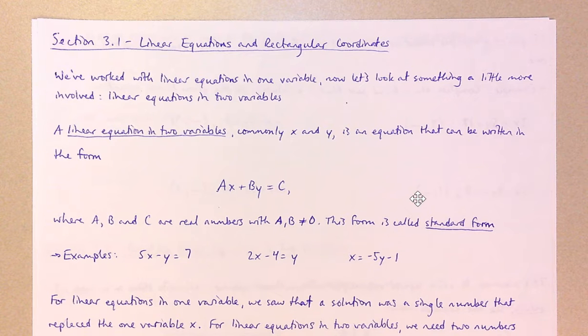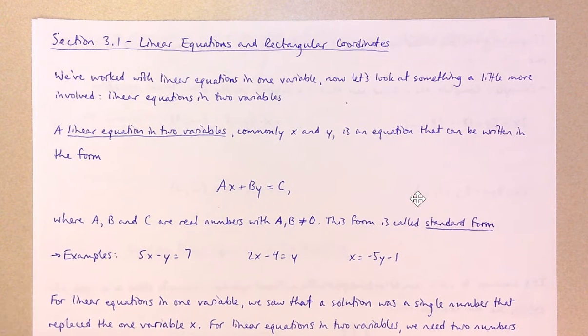And a and b are not both 0 at the same time. And when you have an equation, a linear equation in two variables in this form, this is referred to as standard form. Just like the statement of a linear equation in one variable, not all linear equations in two variables may be handed to you in this form, but the fact that it can be written in this form is what makes it a linear equation in two variables.